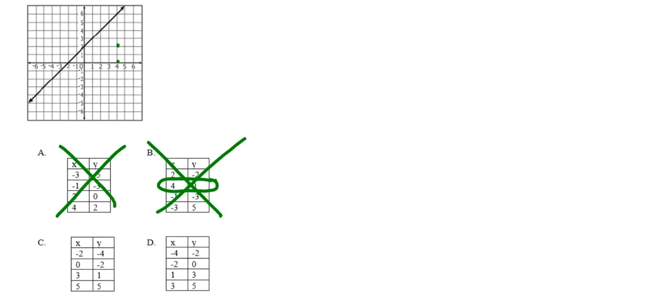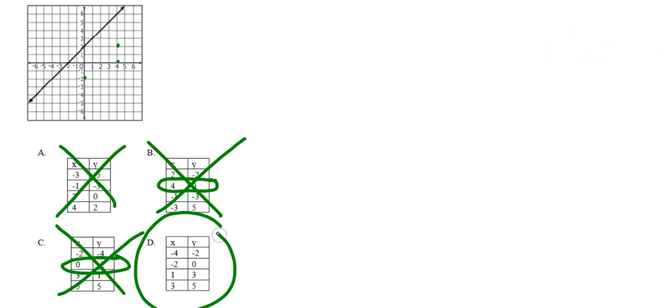Okay, C, 0, negative 2. I'm going to go with that one because that's our y-intercept. 0, negative 2. Is it on the line? It's not. So it's got to be D, but let's go ahead and prove it with, let's see, 1, 3.